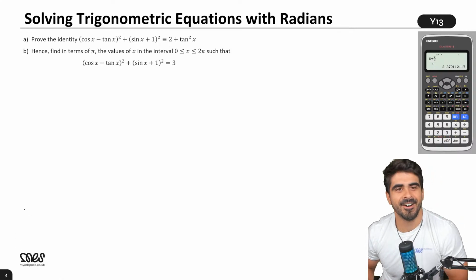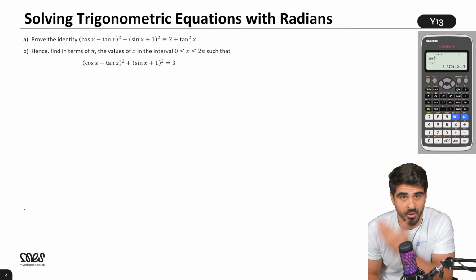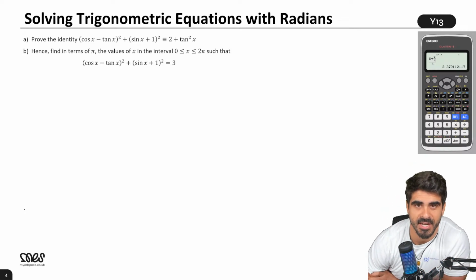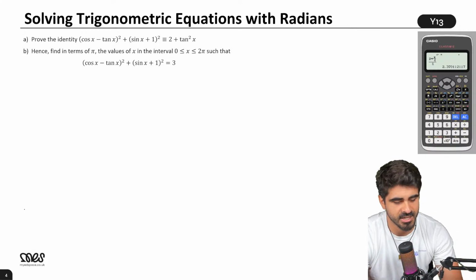Come on. All right. Proofs. Guys, don't forget proofs. Prove that cos minus tan squared plus sine plus 1 squared is equivalent to that. Okay, so how would you guys do those proofs?